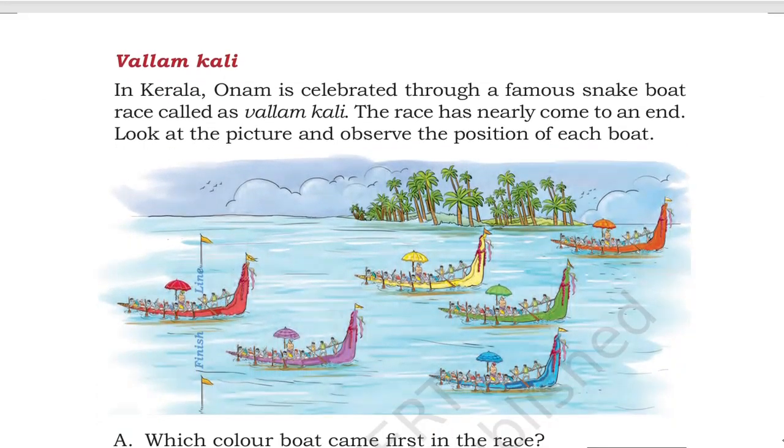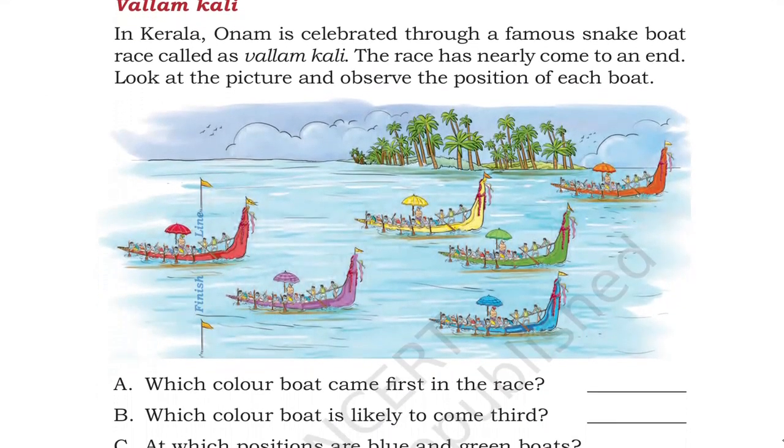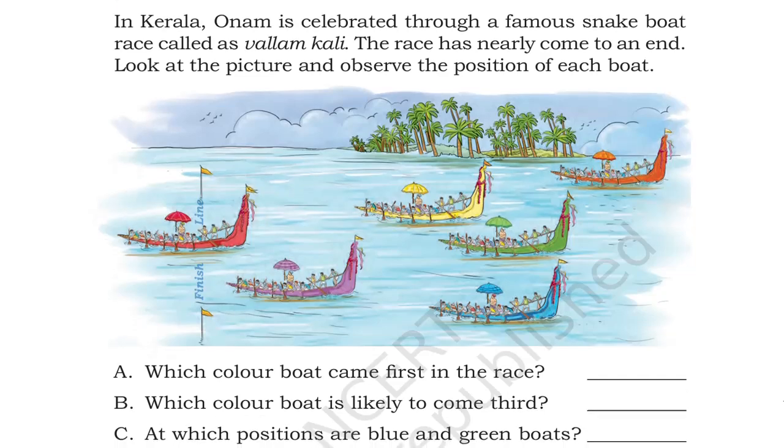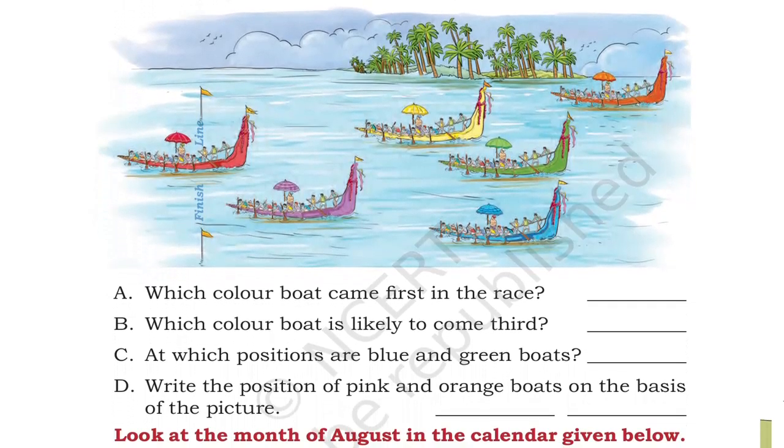Okay. Wow, what is this? Sounds very interesting. Vallam Kali. Let's read it out. In Kerala, Onam is celebrated through a famous snake boat race called Vallam Kali. The race has nearly come to an end. We can see that there's already one snake boat at the finish line. Look at the picture and observe the position of each boat. Fair enough. Question says, which boat came first in the race?